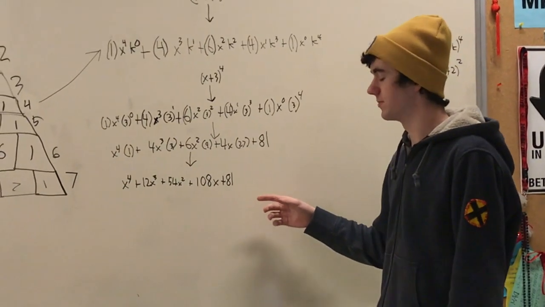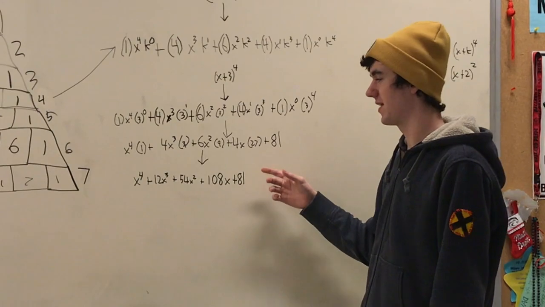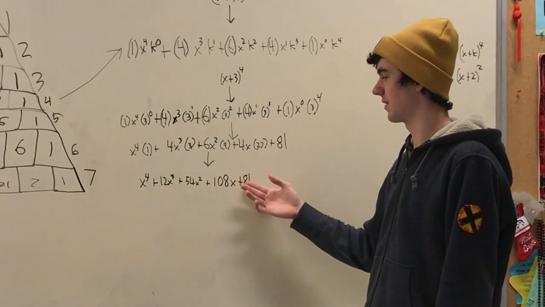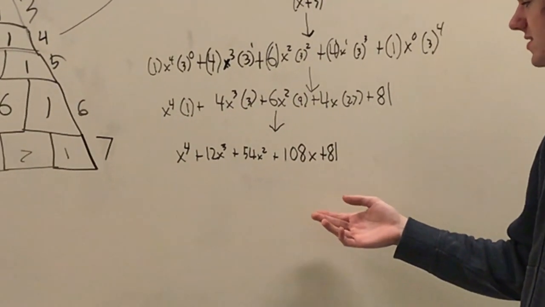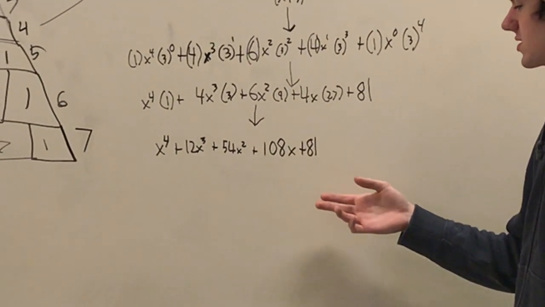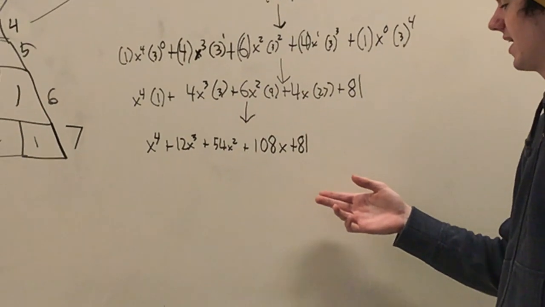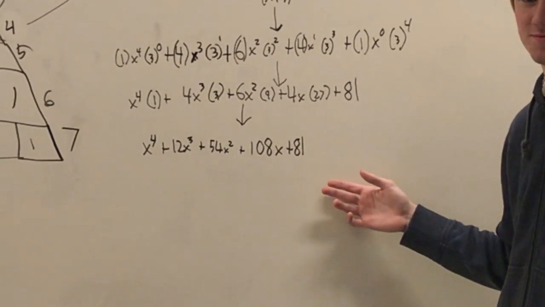Our next step is to multiply the simplified k values with our coefficients, and we have our final answer, x to the 4th plus 12x to the 3rd plus 54x squared plus 108x plus 81.